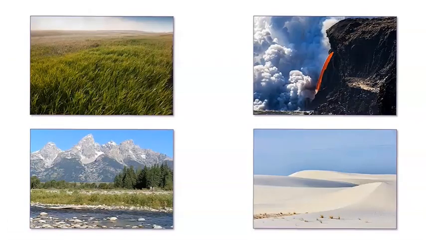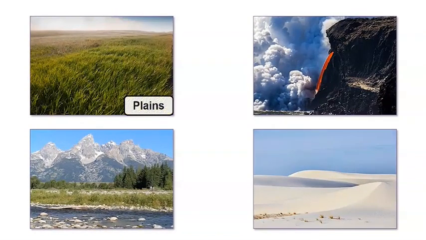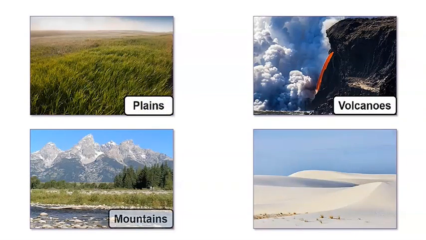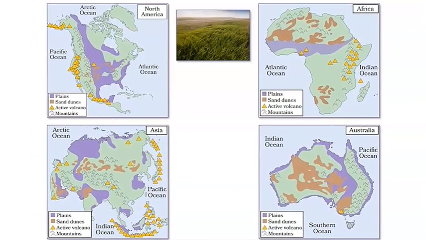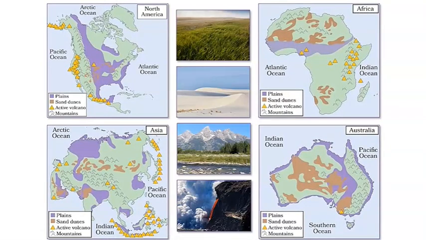We also found out about landforms. Call out the landforms we discussed. Did you say plains, volcanoes, mountains, or sand dunes? Wow! Do you remember where these landforms are found? As we looked at maps, we found that many of the same landforms are found in different places around the world.